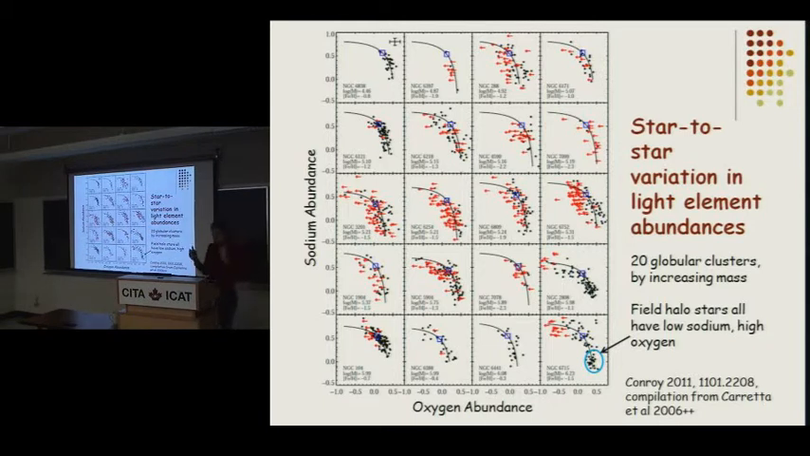So now it's becoming more clear. Something is going on in all these clusters. Every cluster we've looked at shows some kind of weird color-magnitude diagram, with broader giant branches than we should see, and we've got these light element issues.